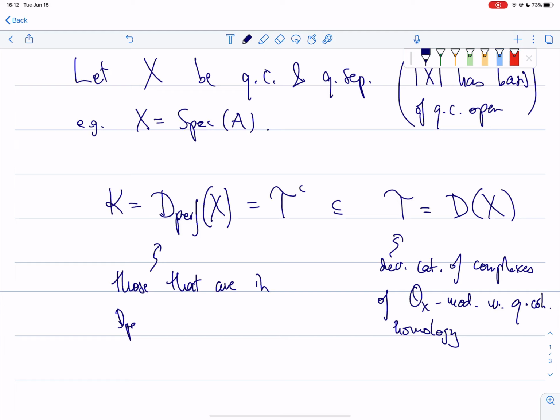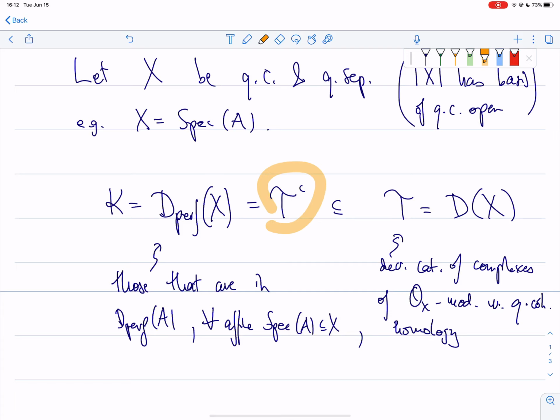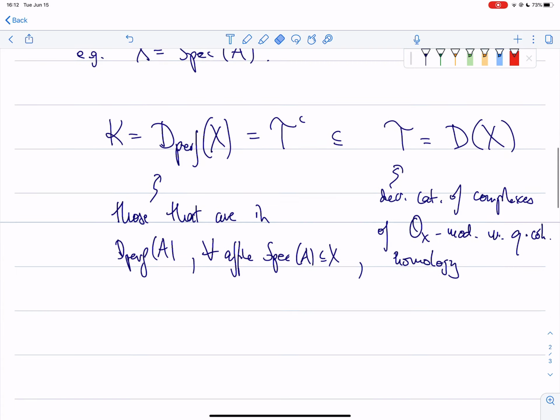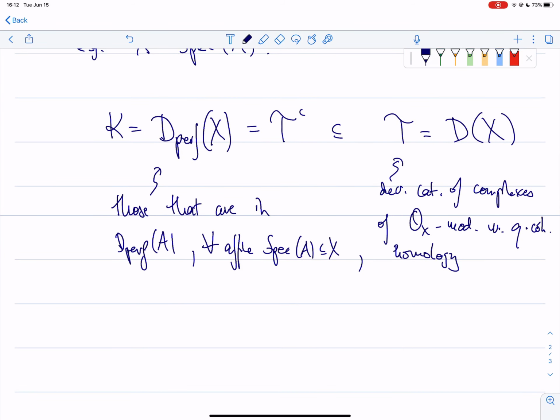So they are in the perf of A for every affine spec A in X. That's a way of saying it. Really, the conceptual way is to say it's the compact object. Oh, by the way, what does compact mean in general?